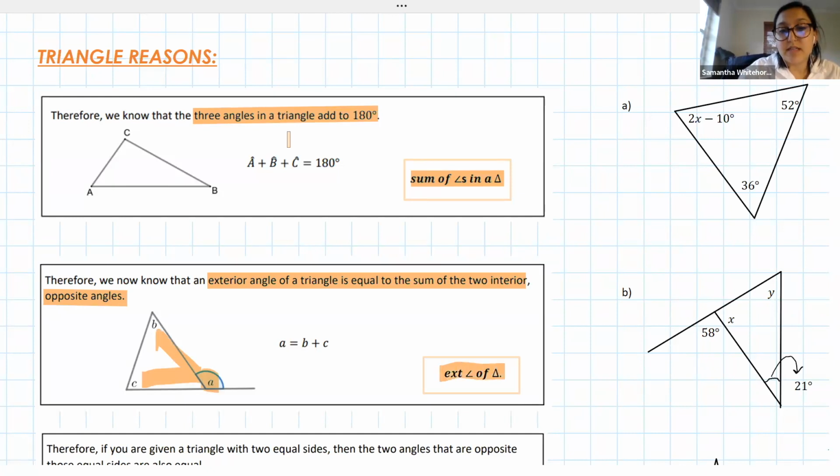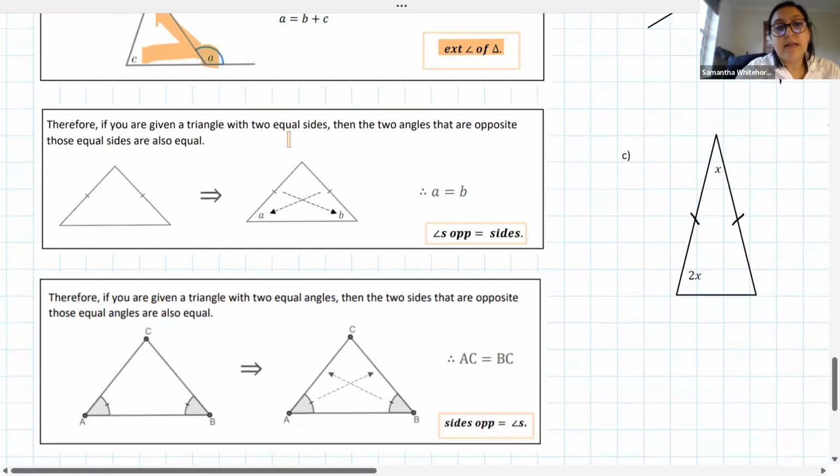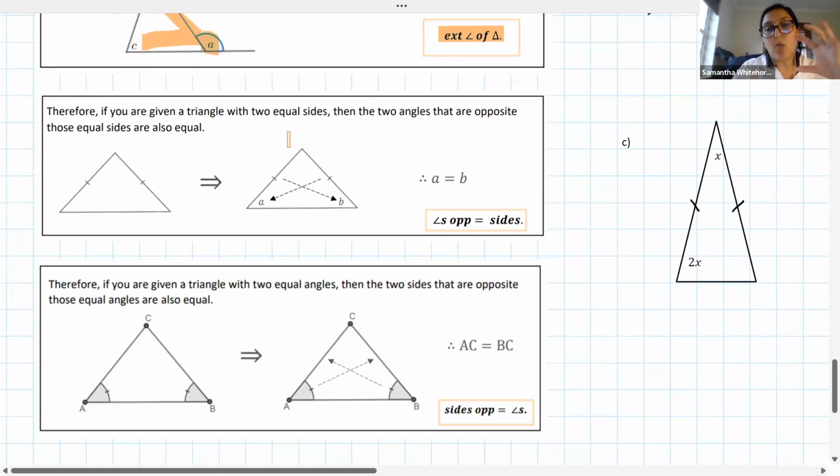And this is because of exterior angles of a triangle. All right, you can screenshot in a second. Let's just finish the reasons. Our last 2 reasons, one is sort of the original theorem and the next is the converse.